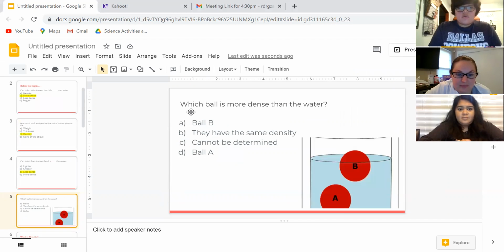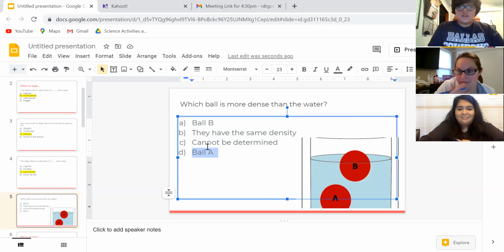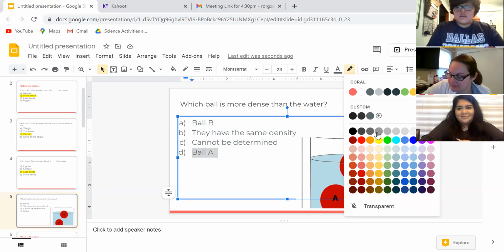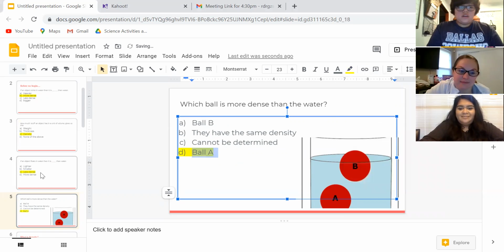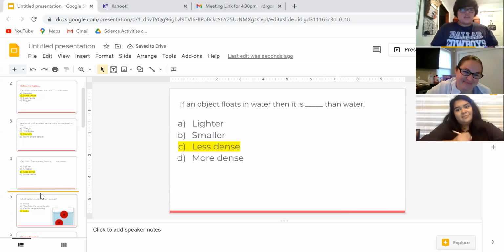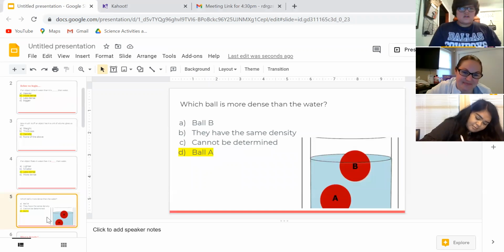All right. And number 4, we have which ball is more dense than the water? I put ball B. I put ball A. Sorry. Yeah, I put ball A. Yeah, D. So you guys both got that right. Okay. You guys did great on the post test. So now we can start our lesson.